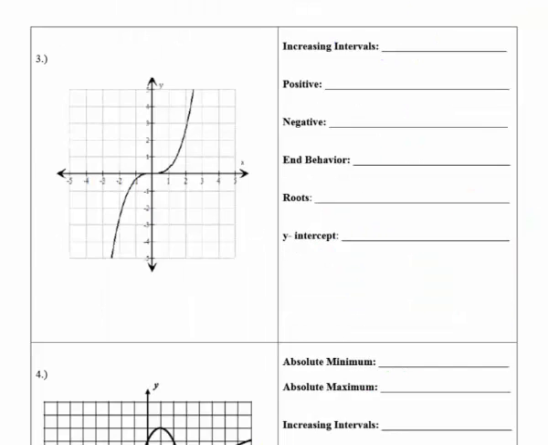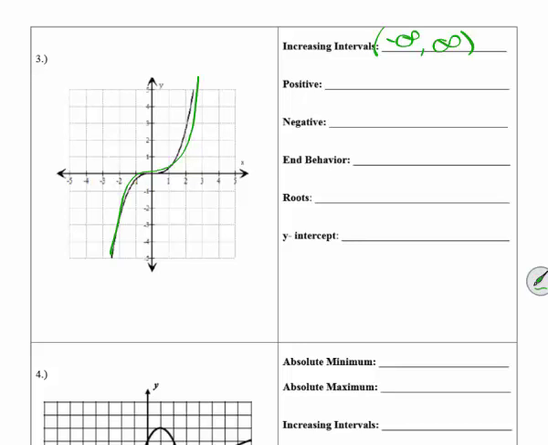We're going to do one more together, and then I'm going to have you try the last one on your own here. Okay, increasing intervals. So increasing is when it's going up, right? And that's actually this entire graph is going up. So that's from negative infinity to positive infinity, right? We didn't have any ups or downs.